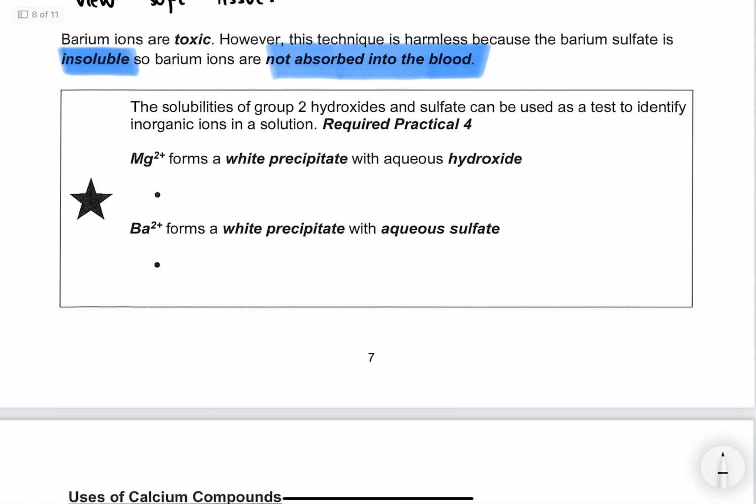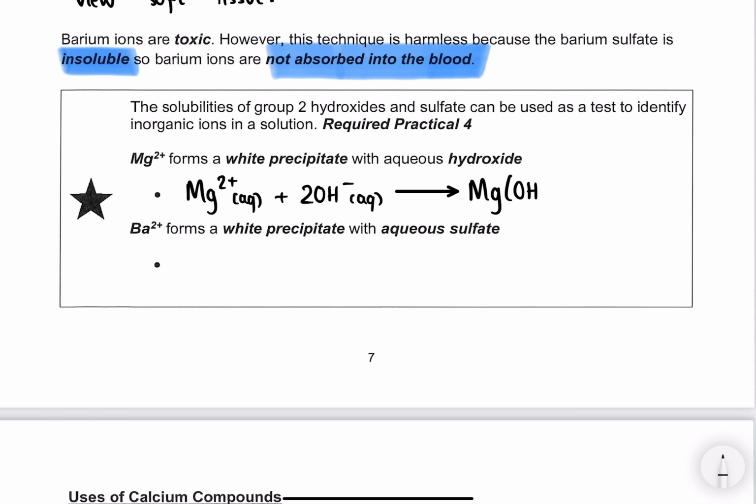Just a little point that this combination of tests of the sulfates and the hydroxides can be used to help us identify group 2 metal ions or the hydroxide or the sulfate ion. So if we think one of our samples contains magnesium ions, we could add something like sodium hydroxide, and our magnesium ions would precipitate out because magnesium hydroxide is sparingly soluble, and so we would get a white precipitate.